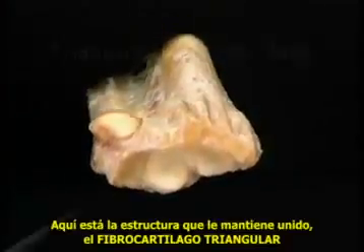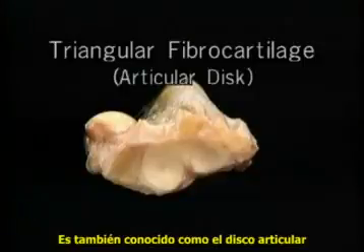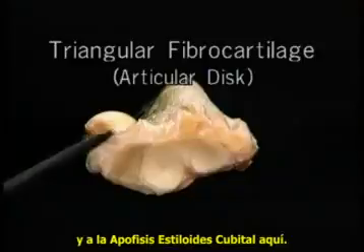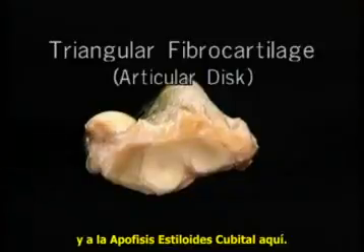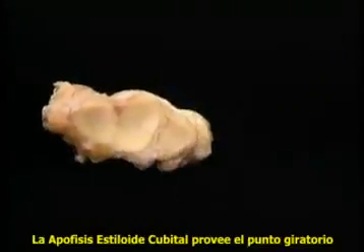Here's the structure that holds it together, the triangular fibrocartilage. It's also known as the articular disc. It's attached to the radius here and to the ulnar styloid here. As the distal end of the radius rides around the head of the ulna, the styloid provides the pivot point.